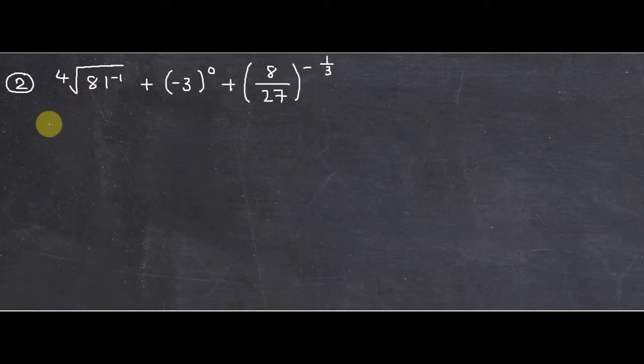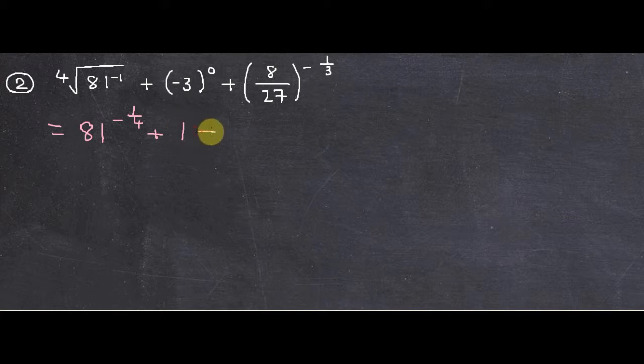So we can start by getting rid of the third here. So it's going to be 81 to the negative a quarter. Then anything to the power 0, of course, is 1. We're going to switch around this fraction, or invert it, so the power becomes positive. So it's to the power of plus a third.